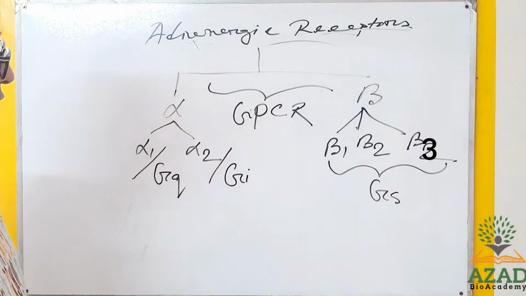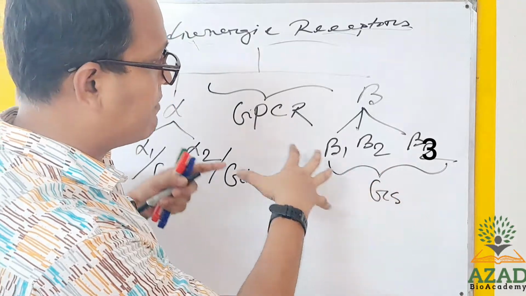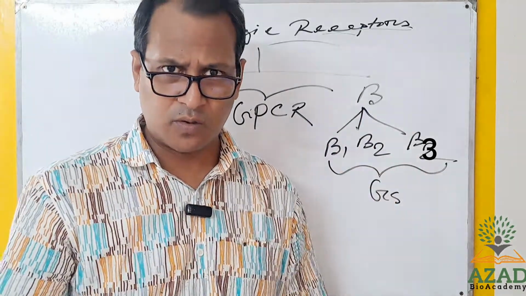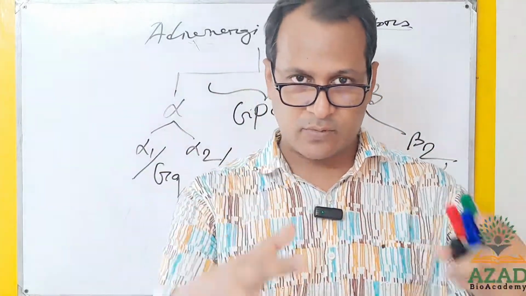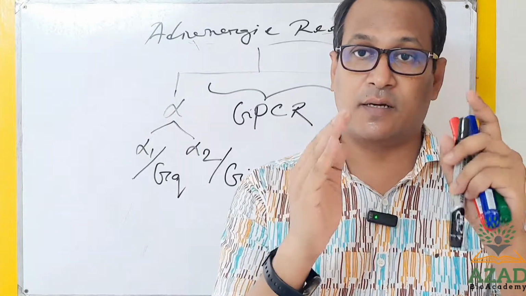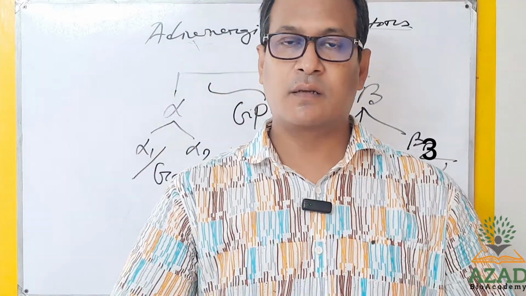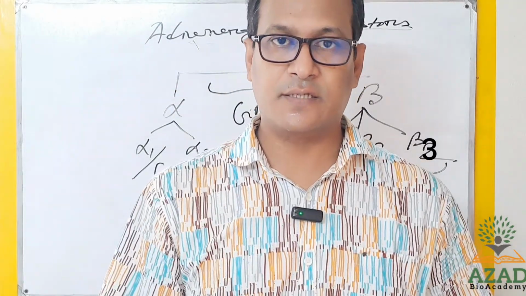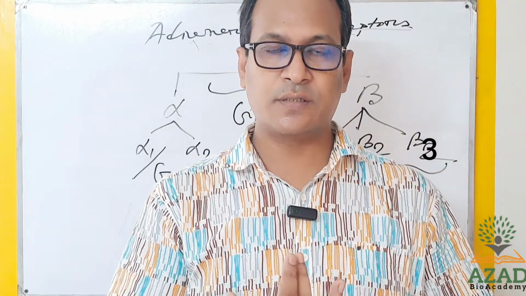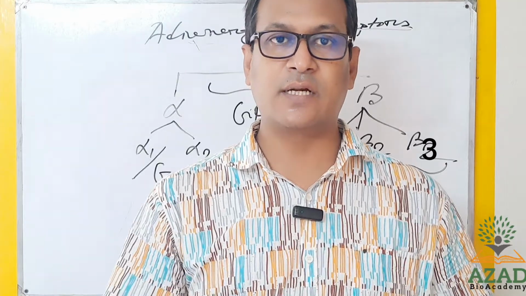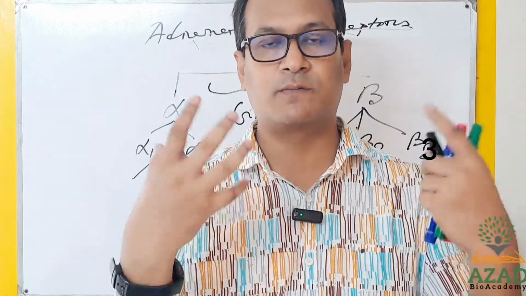Before going to the details, we should know about the specific locations of the receptors and their major functions. I already started with the sympathetic, that is fight and flight mode. Now I will explain in detail. Suppose you are doing rigorous exercise. What will happen? Your heart function will increase, your lung function will increase, your skeletal muscle function will increase. Otherwise, it's not possible to perform exercise.